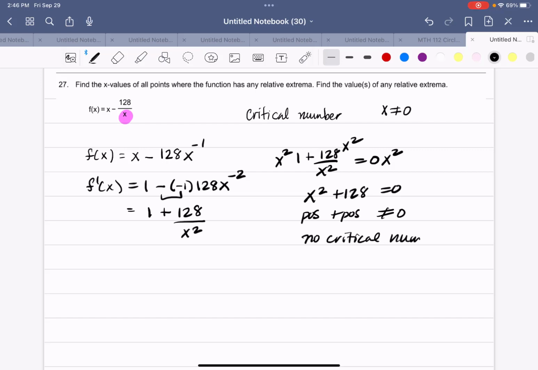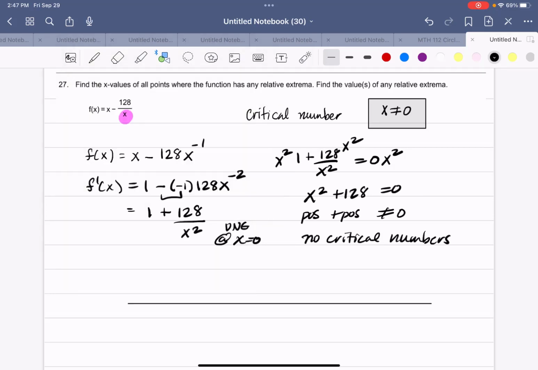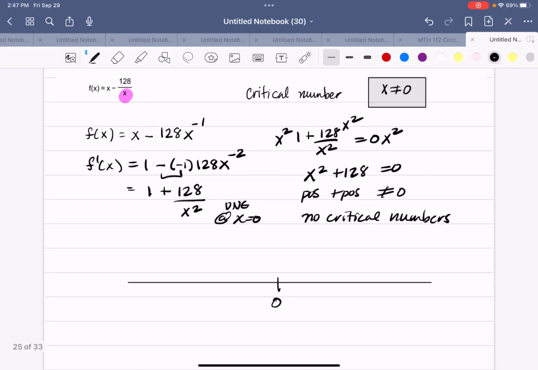Now, it is true that the derivative doesn't exist at x equals 0, but because x equals 0 is not in the domain of the original function, we do not call it a critical value. However, we do put it on our number line, because it doesn't exist for the original function. So we've got to check to the left and to the right of 0.